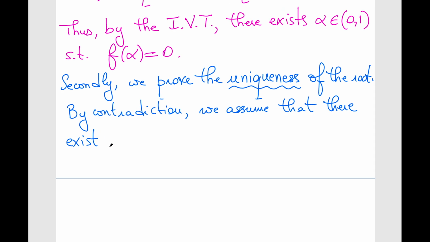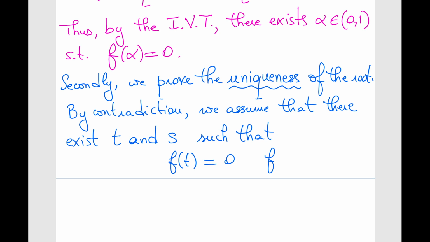So there exist, let's give them names. How about t and s, such that f of t is equal to 0 and f of s is equal to 0, right?